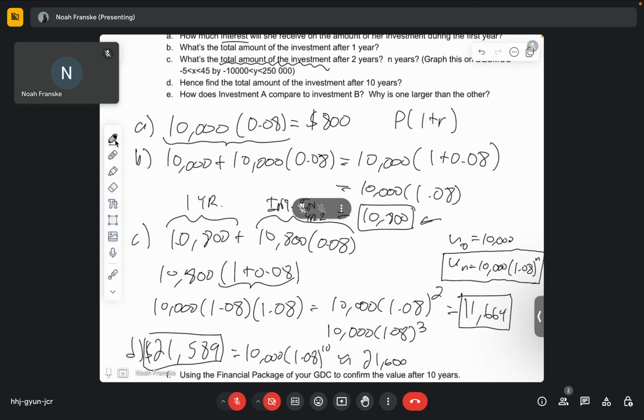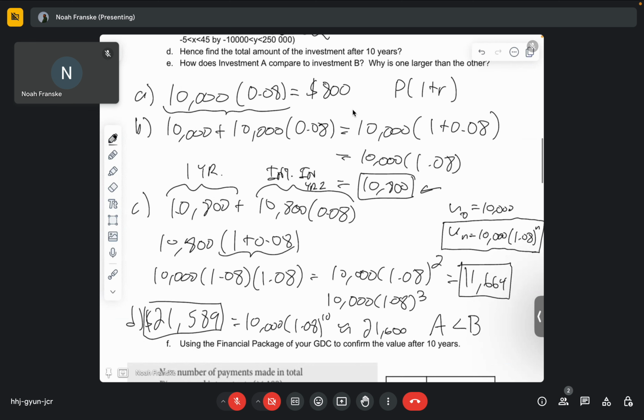So now, how does investment A compare to investment B? A is smaller than B, right? And why is one larger than the other? Because B is compounded, right? B is compounded. That means that we're getting the percentage on the total amount at the end of each year, which is way better than just getting the simple interest at the end of each year.